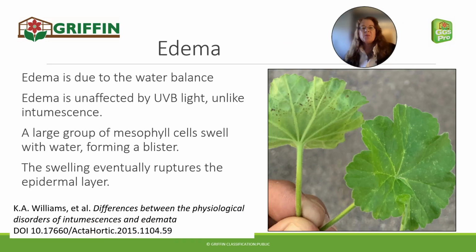So let's look at edema more closely. Edema is due to the water balance, the amount of the water being taken up versus what is being released through the stomates by transpiration. Edema is not affected by UV light, unlike intumescence. So you can't cure it by more UV light or prevent it or delay it. A large group of mesophyll cells, that's more interior cells, swell with edema. They swell with water and it forms this blister-like bubble that eventually the surface cells rupture on the plant. And that's what we're seeing here on the back of this leaf.